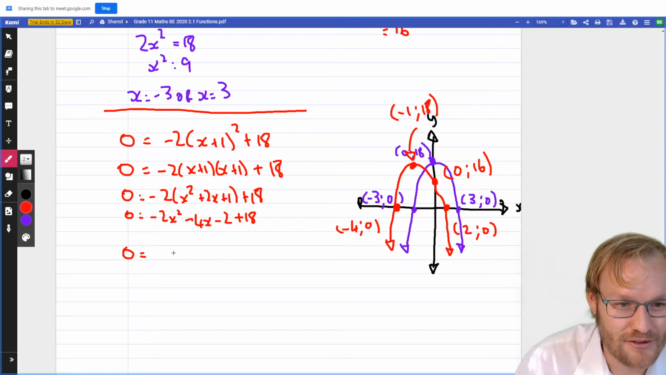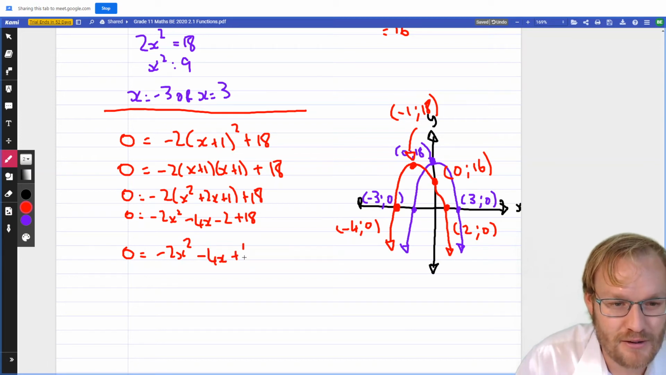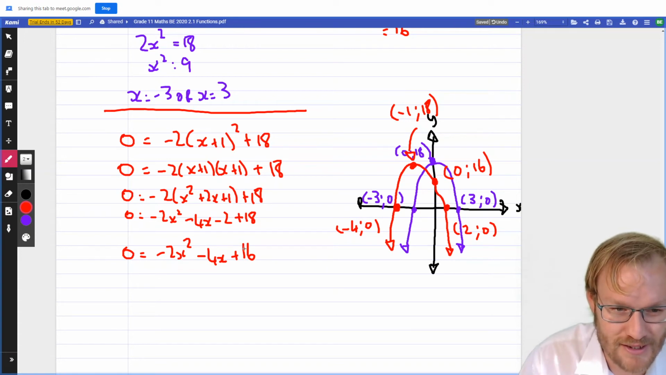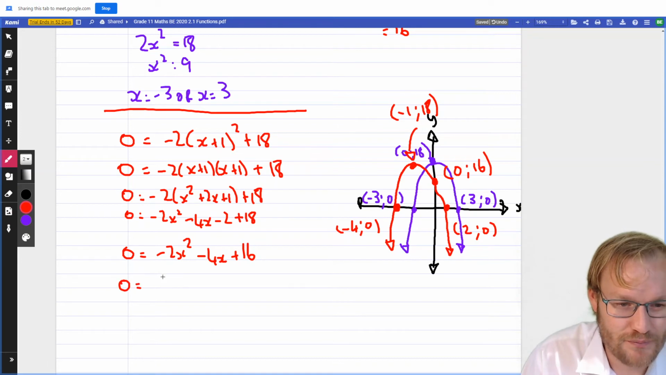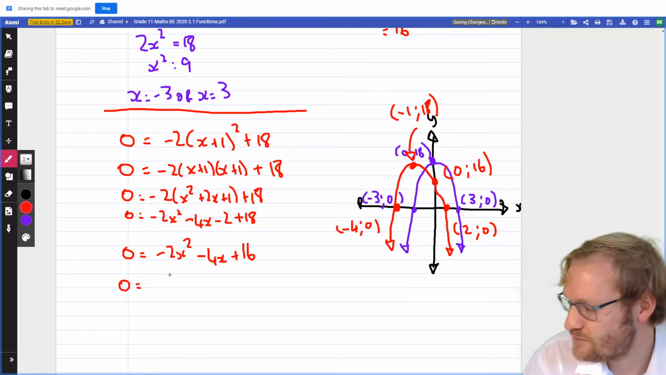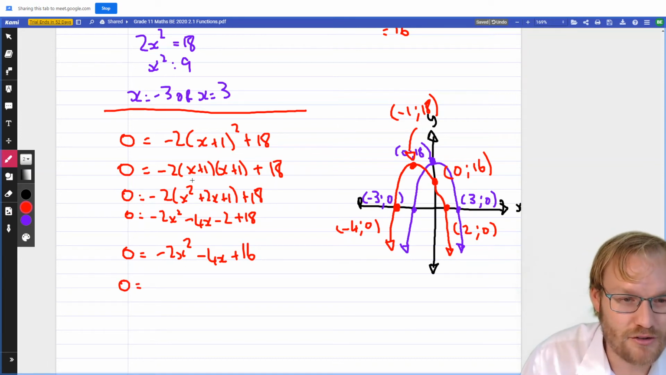Okay, so we've got -2x squared minus 4x plus 16. You notice the 16 comes up as the y-intercept 16 over here. Going to divide everything by -2. Oh, so should you times the -2 in? Yes, so first you square it, because we do exponents first, and then you need to multiply the -2 in.